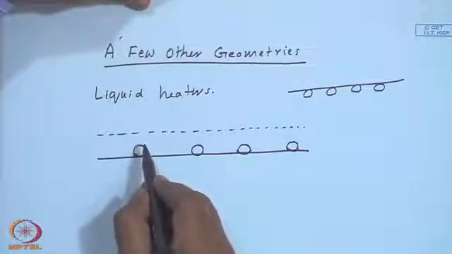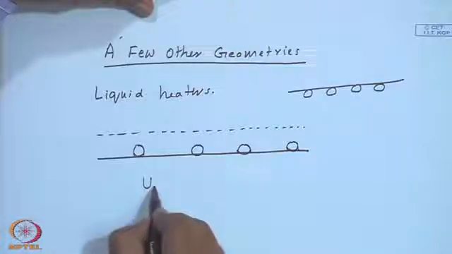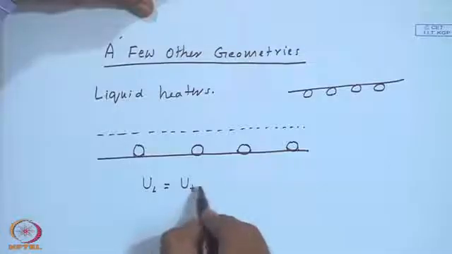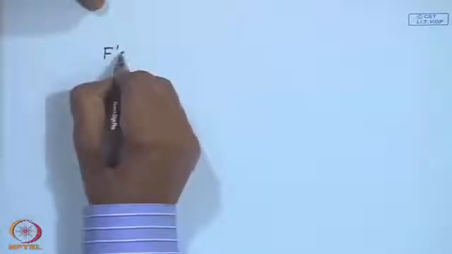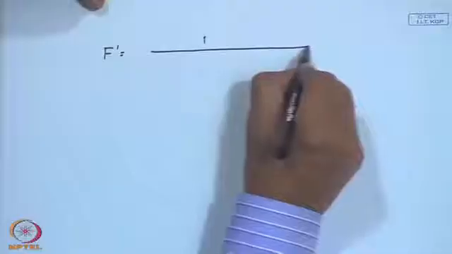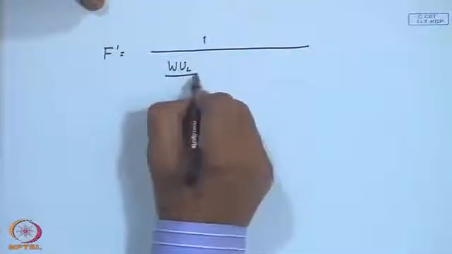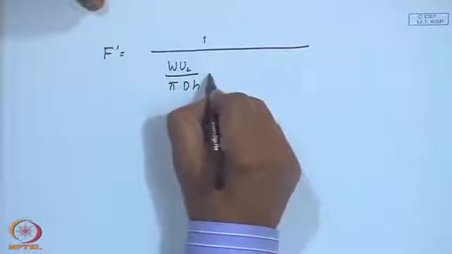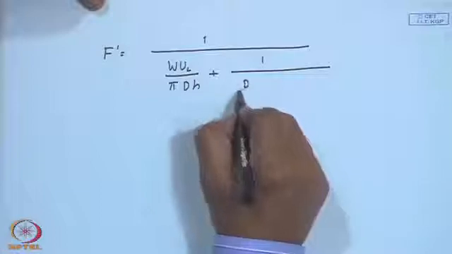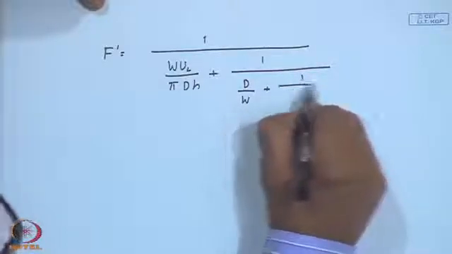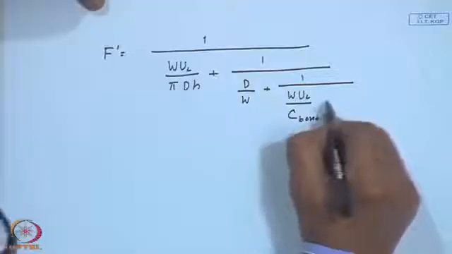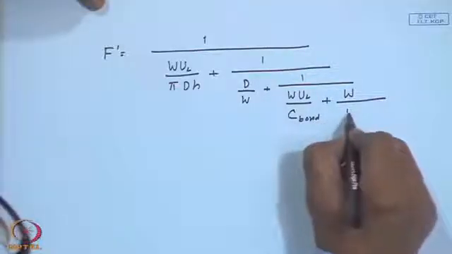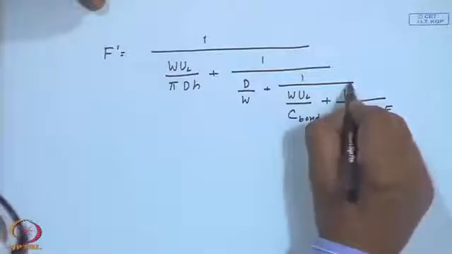And of course, here because it does not come into direct contact with the heat losing surface, U L is U T plus U B, and the collector efficiency factor is given by this, which is very similar to what we have worked out. The notation remains the same.